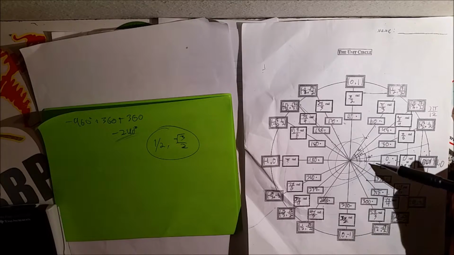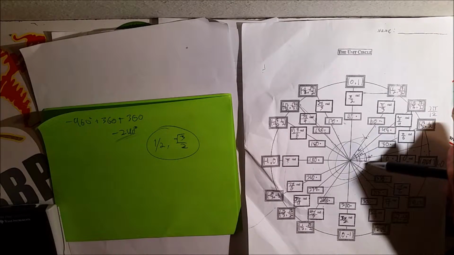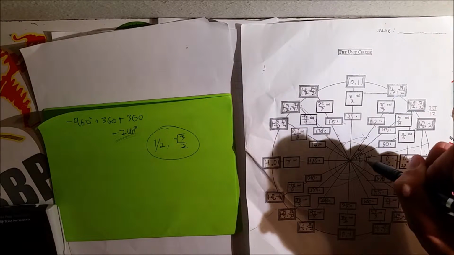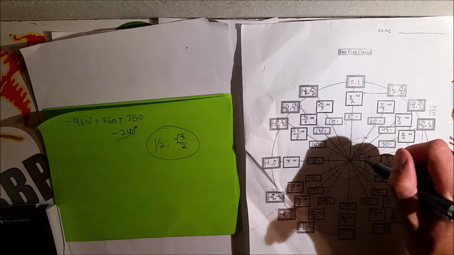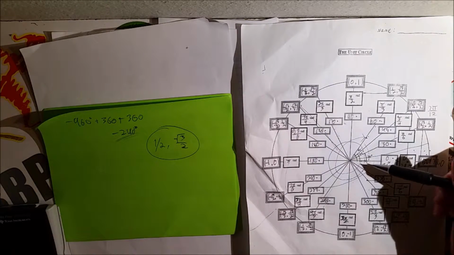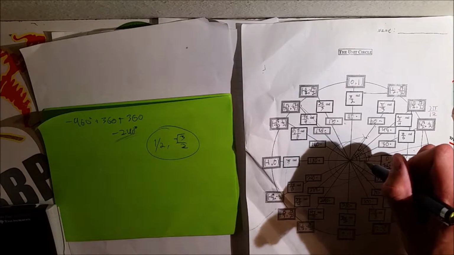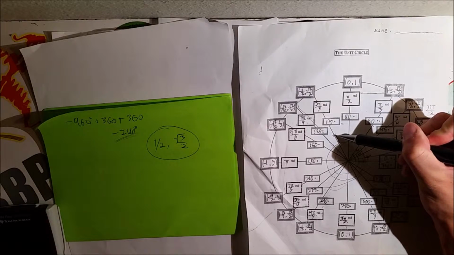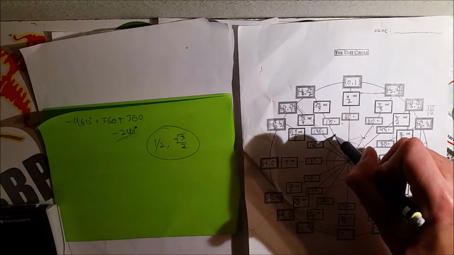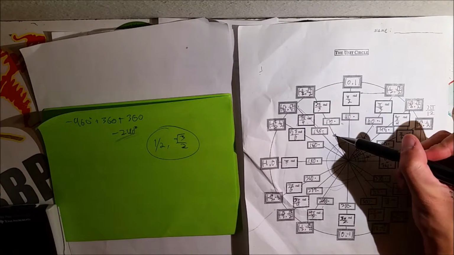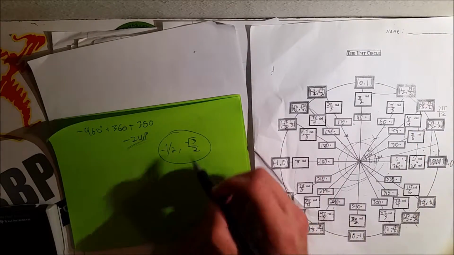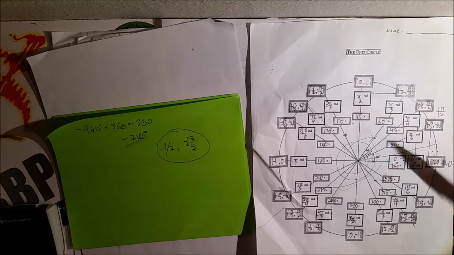So, you have 960, you add 360, you add another 360, you're there, and then, if you're still going negative, you go to negative 240 degrees, which ends up here. So negative 240 degrees is right here, because you're going in that opposite direction right there. So, the terminal point of this is going to be negative 1/2 and root 3 over 2. Alright, so we know that. Now we need to find the coterminal angle.